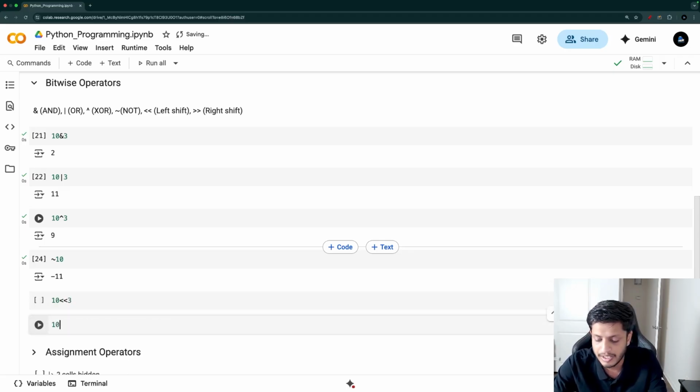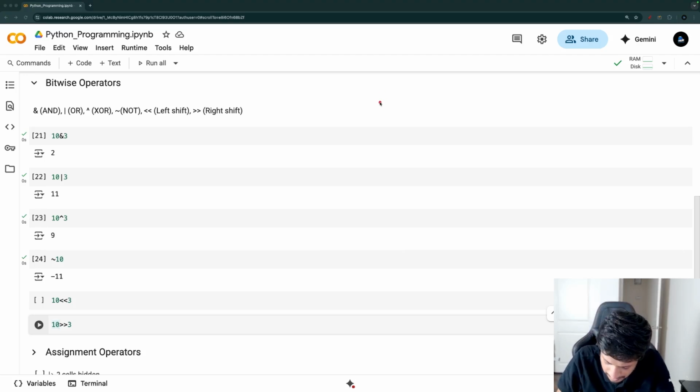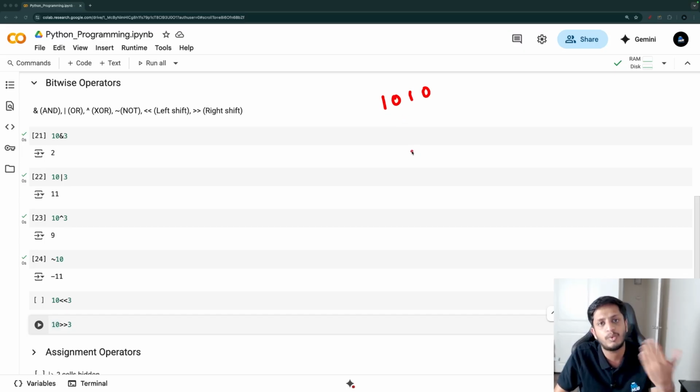So I want to execute 10 left shift 3 times and 10 right shift 3 times. Okay, so let us see again what should be the output by using bitwise operators. So the binary of 10 was 1 0 1 0. Okay, now if I left shift it one time, left shift means everything will be shifted by 1, or you are multiplying it by 2 3 times.